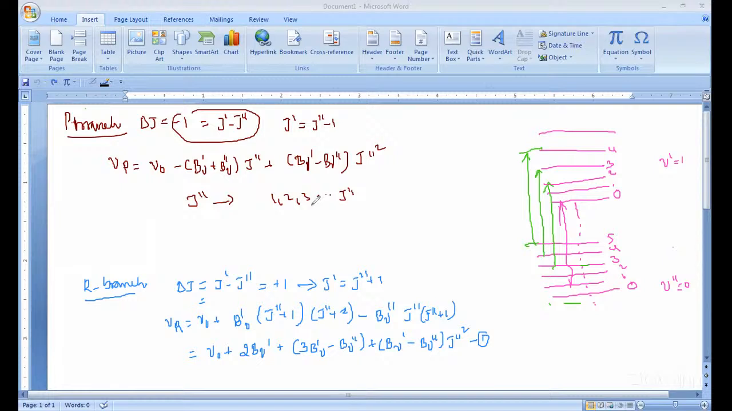It cannot be 0. Why? Because then J dash is equal to -1, which does not exist. So the P branch consists of what? P1, P2, P3 lines we have.